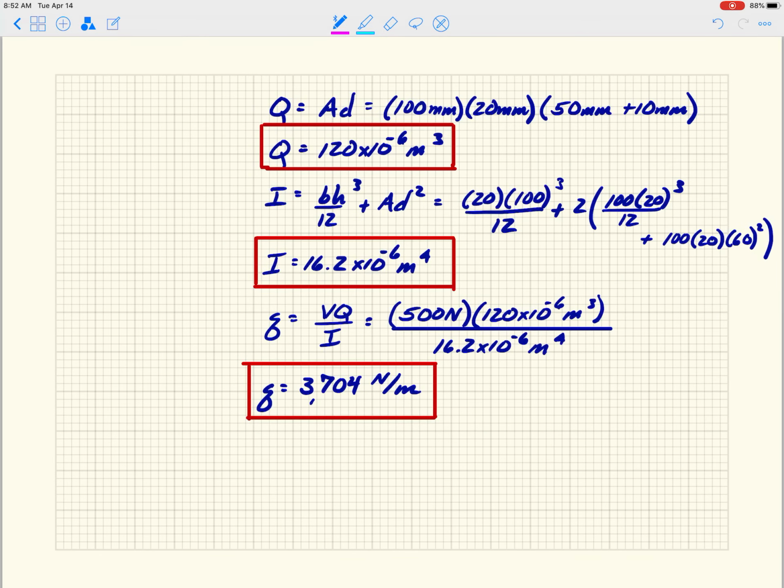Just to be clear, this 3,704 newtons per meter is per shear plane. So the top shear plane has to transfer all of this, right? So we'll make a note that now, well, let me go back to blue because this is not the solution here, okay?